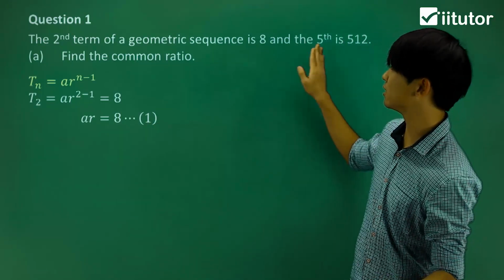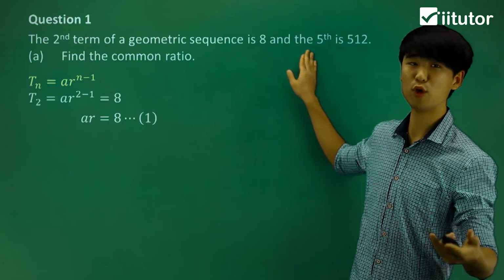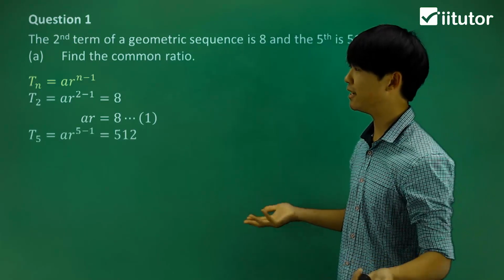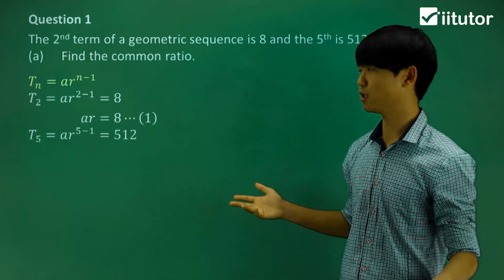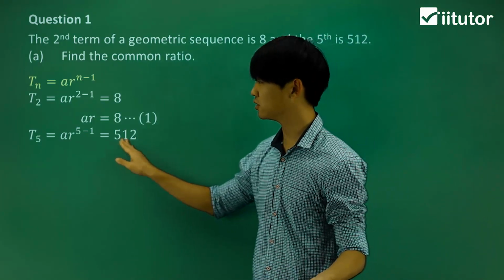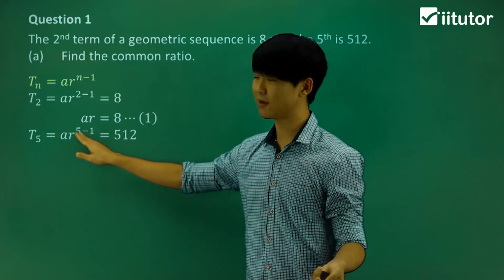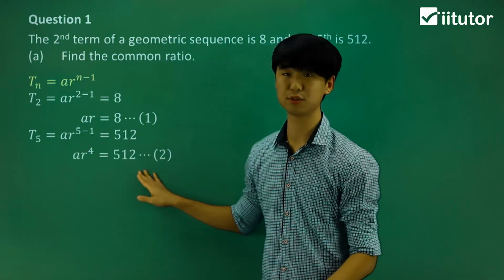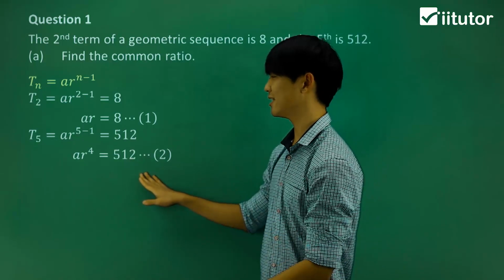We've got more information up here. It says the fifth term is 512. So if I sub in n equals 5, then that should give me a value of 512. Similar story. Now let's simplify it. So 5 minus 1, we have ar to the power of 4 equals 512, which is my second equation.